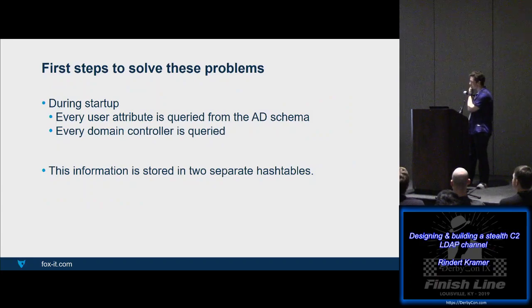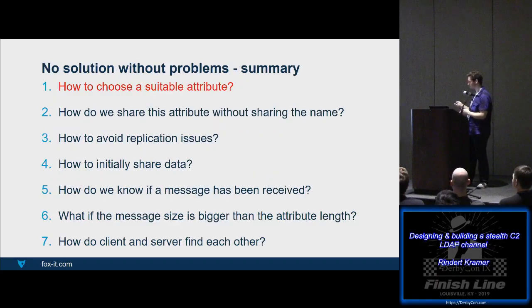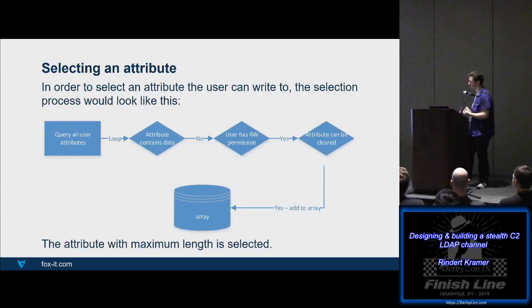So the first step that I took was to query every user attribute from the AD schema, as well as all the domain controllers. And I stored this information into 2 separate hash tables. As for how to choose the right attribute that we're going to use for proxying data between Alice and Bob, I created a small process to select a suitable attribute that we can work with. So we query all the user attributes, and we check for each attribute if it contains data, if the user has write permission to it, if the user can actually clear the attribute. And if that all checks out positively, we add the attribute to an array. And for now, because of bandwidth and speed reasons, the attribute with the maximum length is selected for storing data between Alice and Bob.